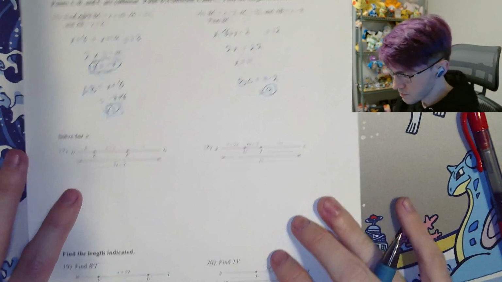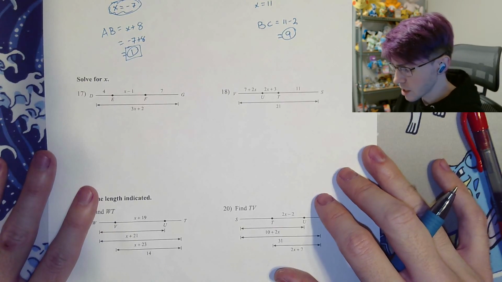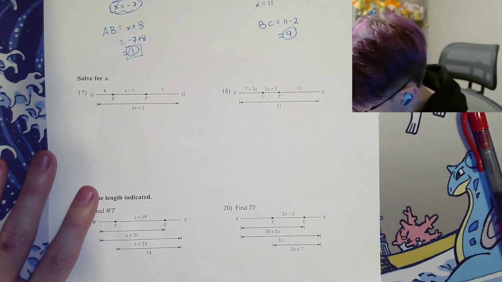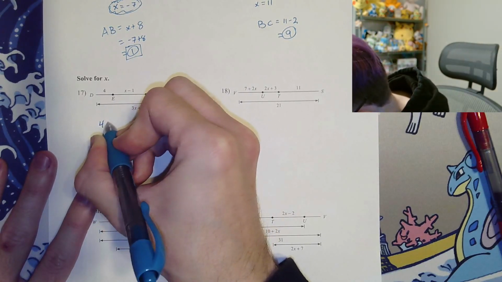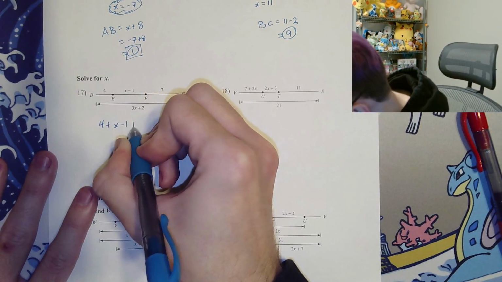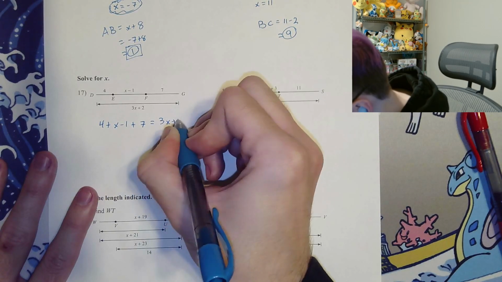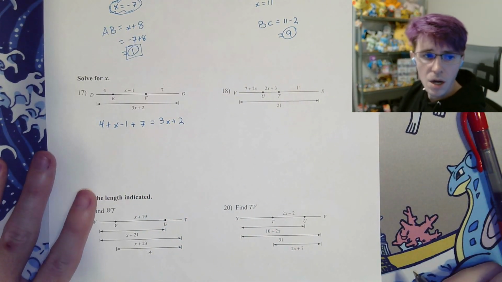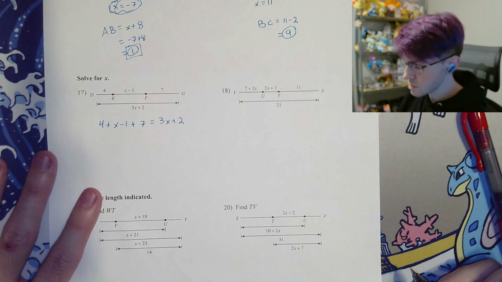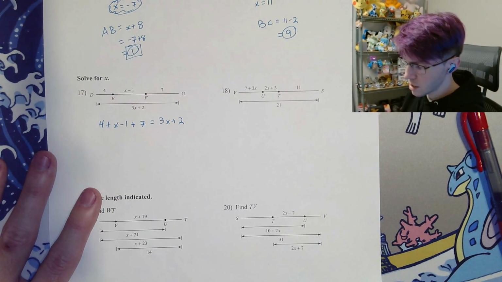Let's keep on moving. Number 17, same exact idea. We're going to keep on going, maybe even faster and faster. Who knows? Let's go. 4 plus x minus 1 plus 7 is equal to the whole length, 3x plus 2. We have another switcheroo, just because people might be in the struggle bus right now and they want to see a longer version of it.